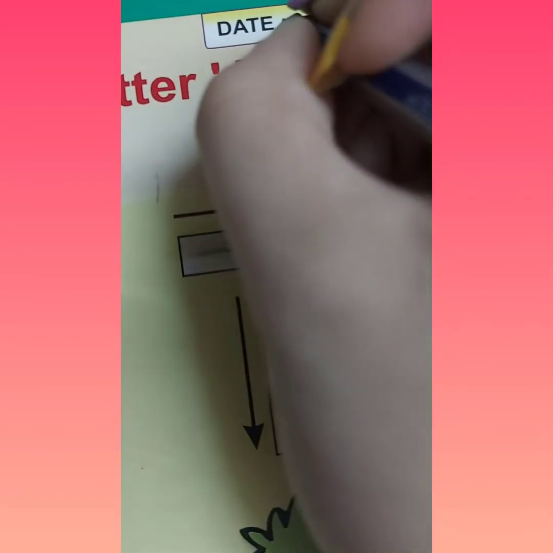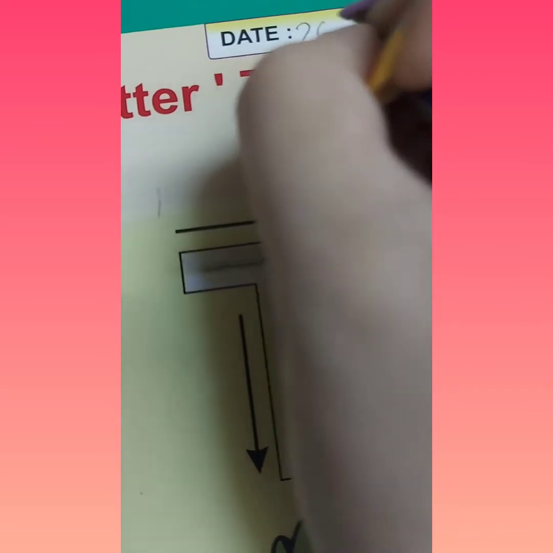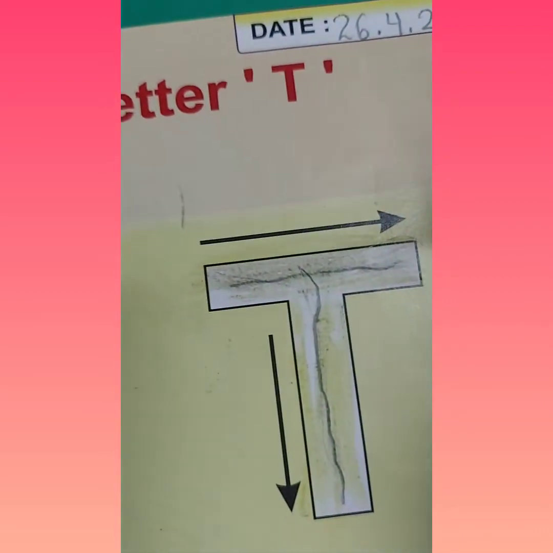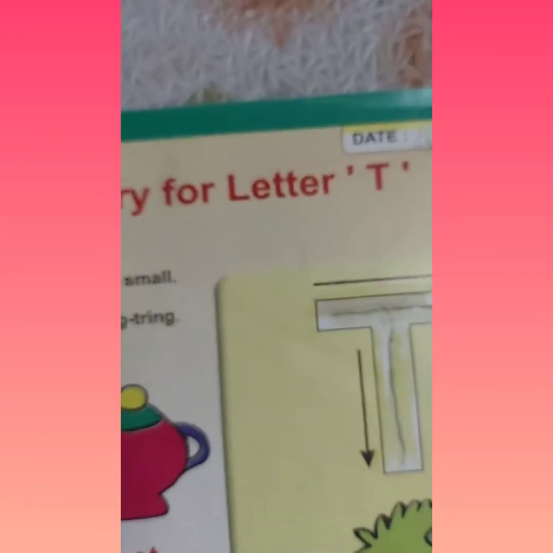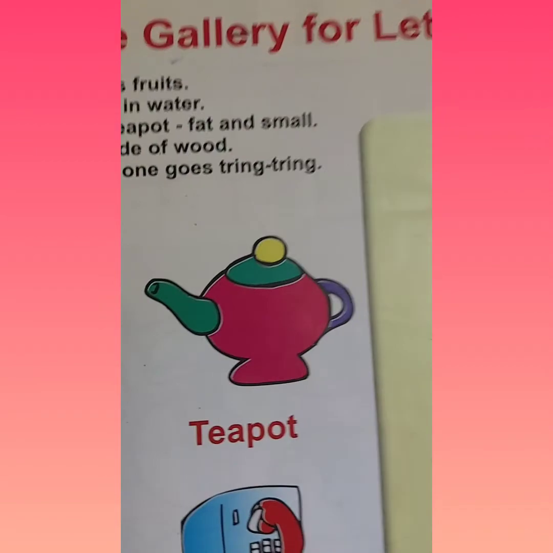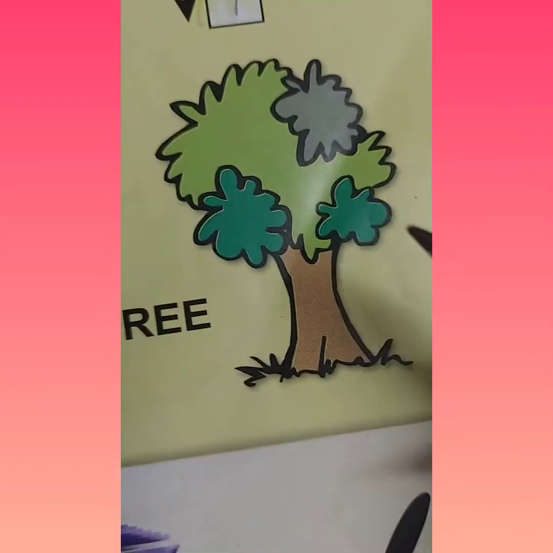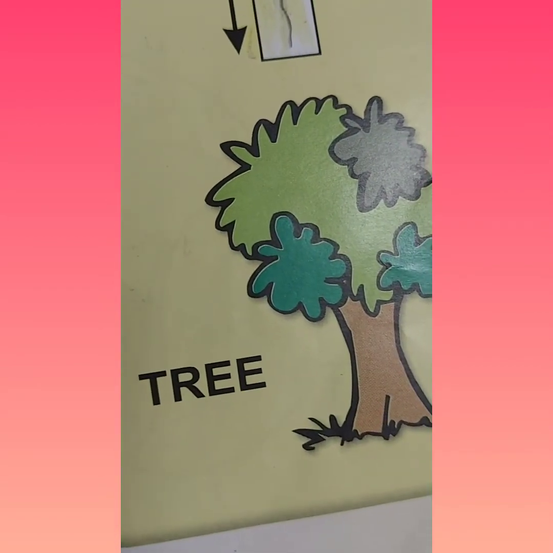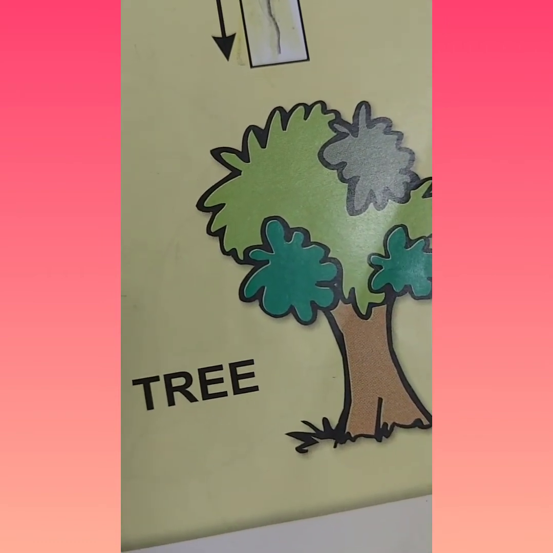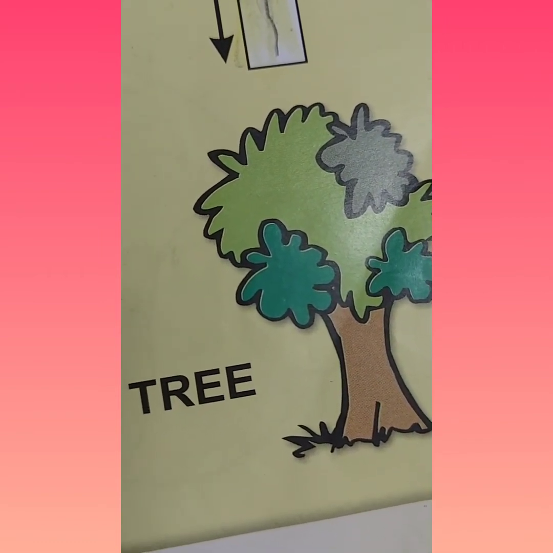Write down the date, 26 April 2021. Picture gallery for letter T. This is T, the tree.